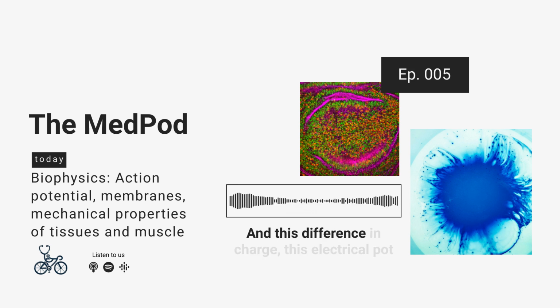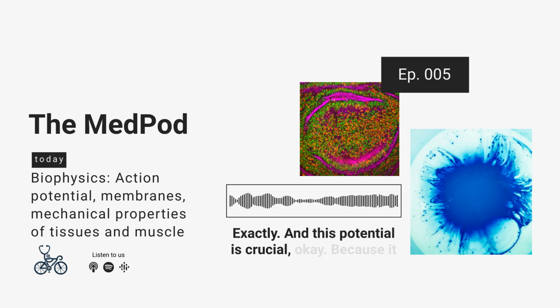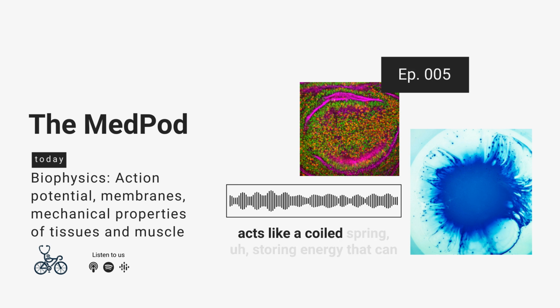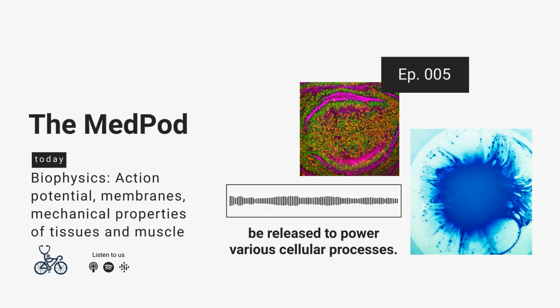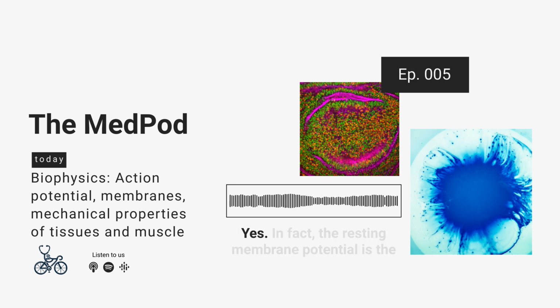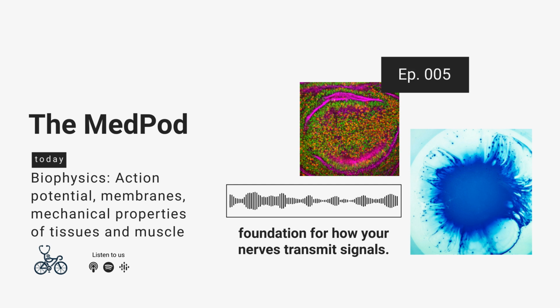Exactly. And this difference in charge, this electrical potential, is what we call the resting membrane potential. And this potential is crucial because it acts like a coiled spring, storing energy that can be released to power various cellular processes. So it's like potential energy. Yes. In fact, the resting membrane potential is the foundation for how your nerves transmit signals.